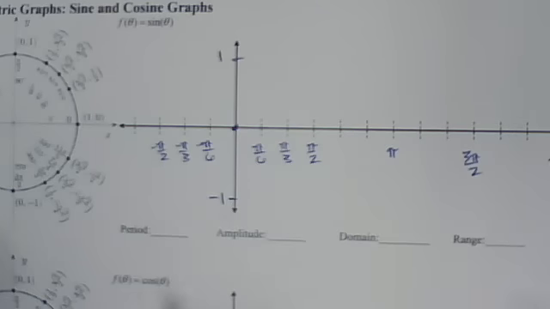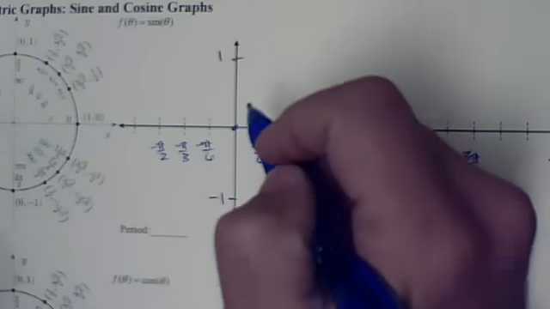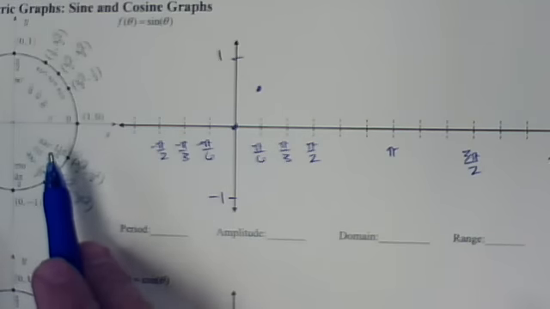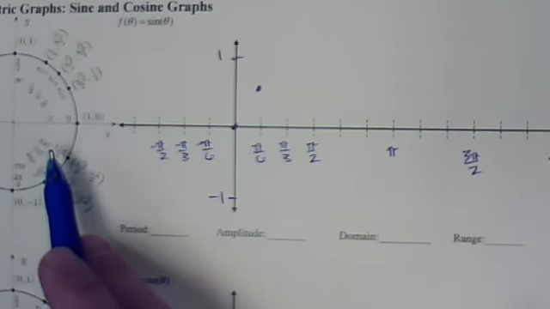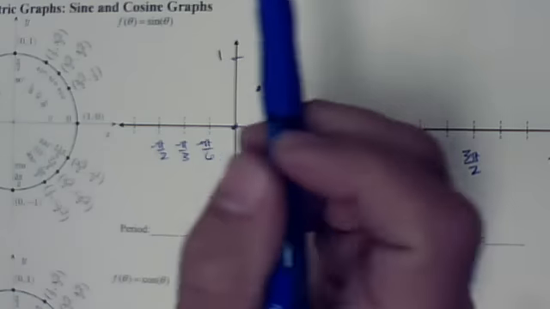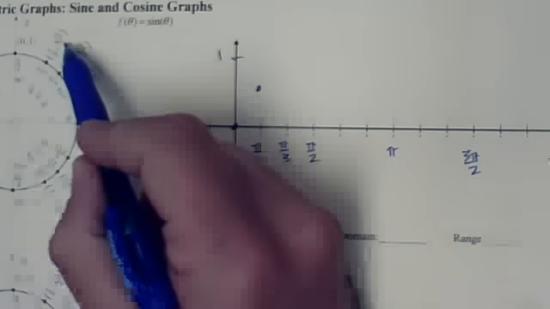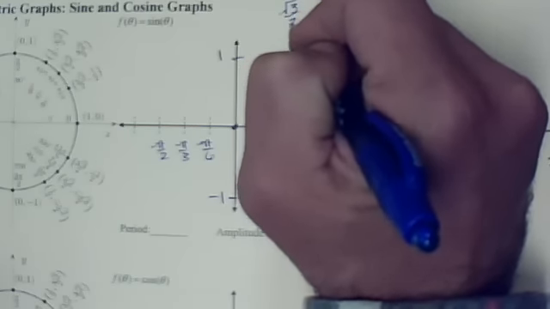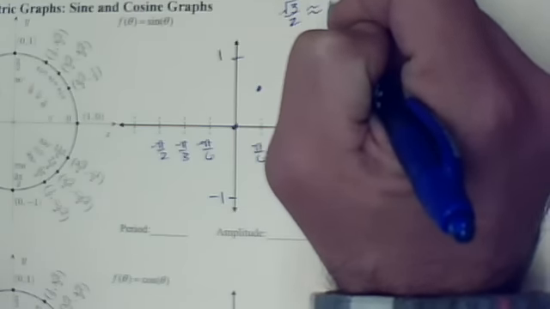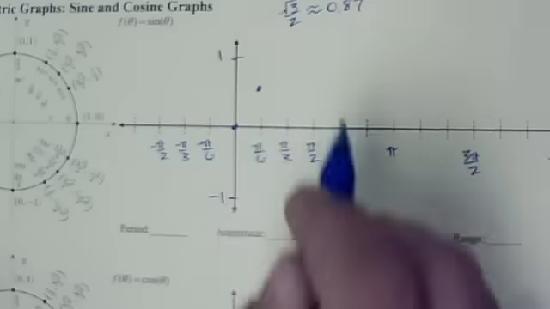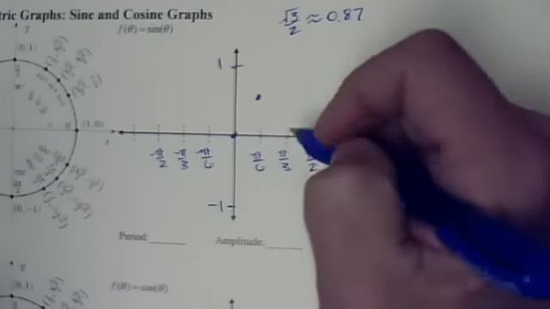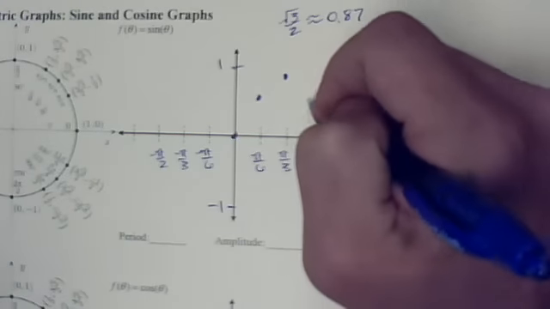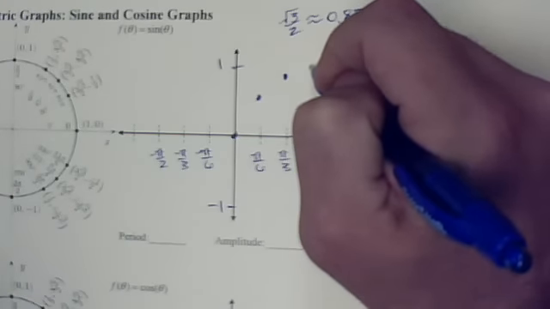So we get that coordinate right there. The sine of pi over 6 is 1/2. The sine of pi over 3 is square root of 3 over 2. Square root of 3 over 2 is approximately 0.87. Okay, so we're looking about right there. And pi over 2 is 1.